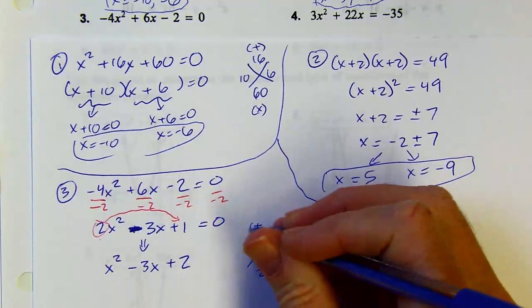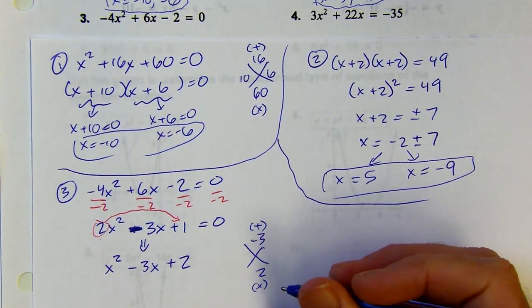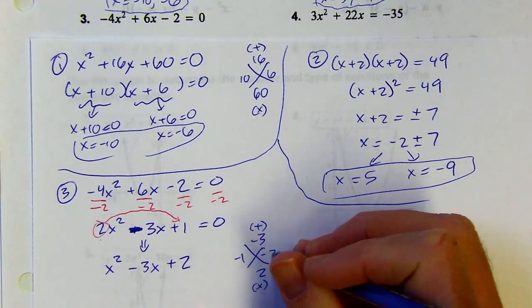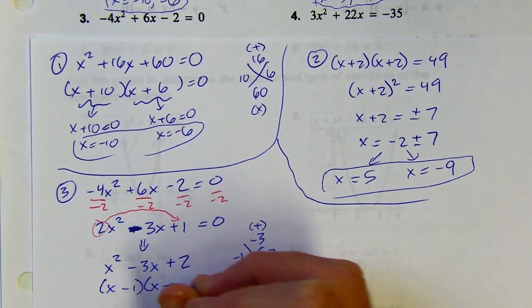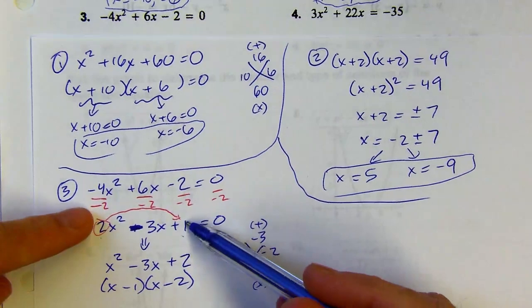Okay, so I'm looking for two numbers that add to negative 3 and multiply to 2. So 1 and 2, if I do 1 times 2, that's positive, but if I do negative 1 and negative 2, that works out. Okay, so I've got (x - 1)(x - 2).